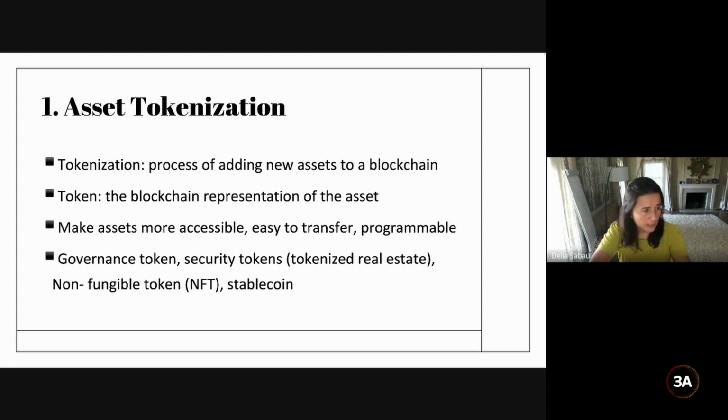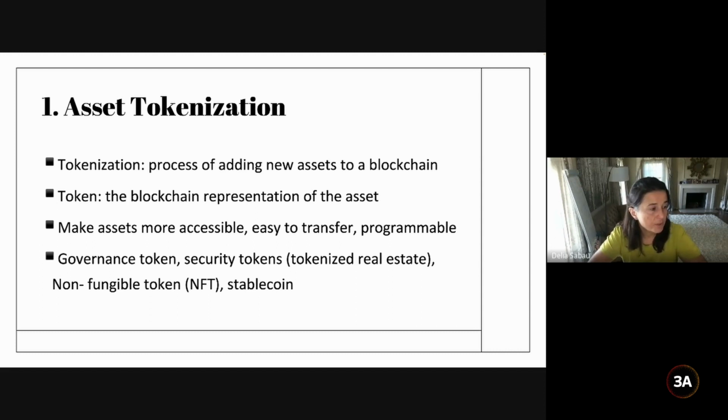The first one that I'm going to talk about is asset tokenization, which is the core of DeFi. This is how DeFi assets are created. Tokenization is essentially the process of adding new assets to a blockchain, and the token is the blockchain representation of that asset. That token representation makes assets more accessible, easy to transfer, and programmable.